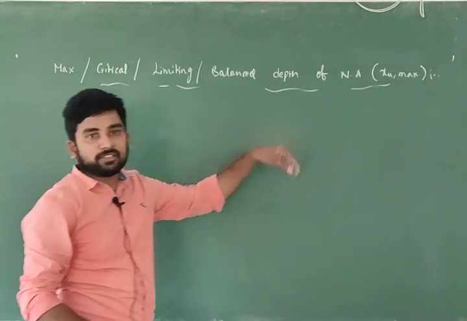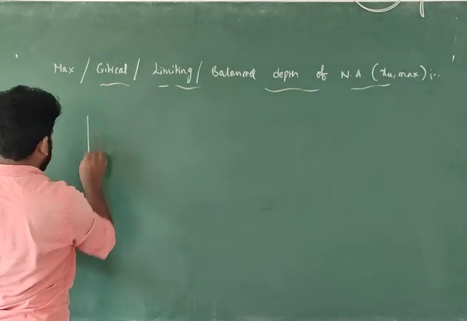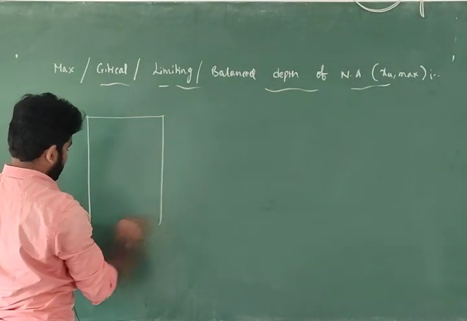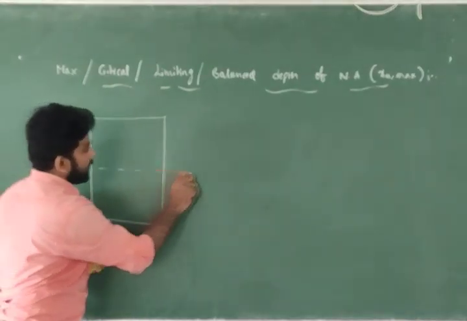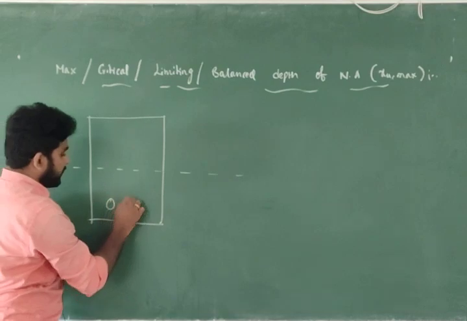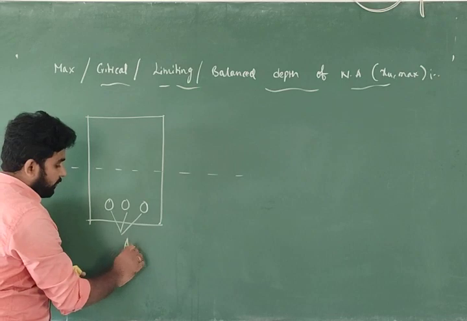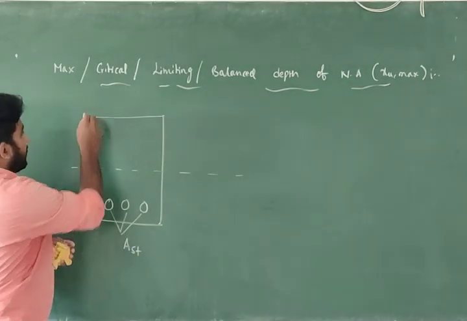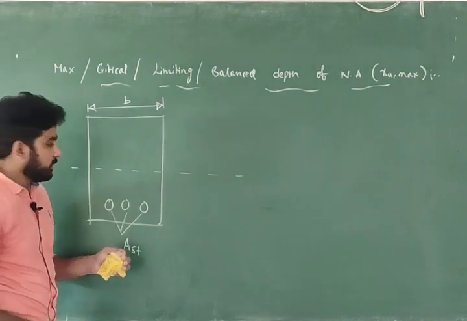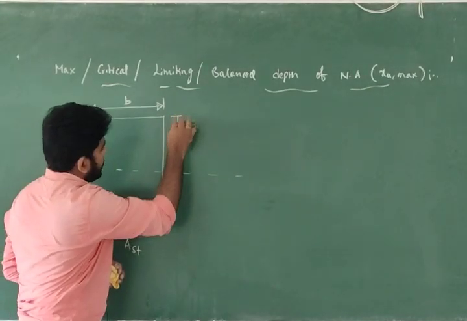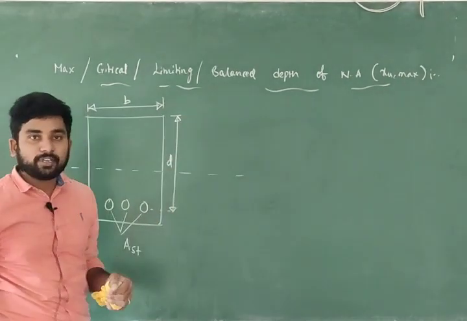Before we find this maximum depth of neutral axis, for understanding purposes I am drawing the cross section of the beam. This cross section of the beam has a neutral axis, and there is tension reinforcement in the tension zone, that is the area of steel, and this is the width of the cross section and this is the effective depth, denoted with small d.